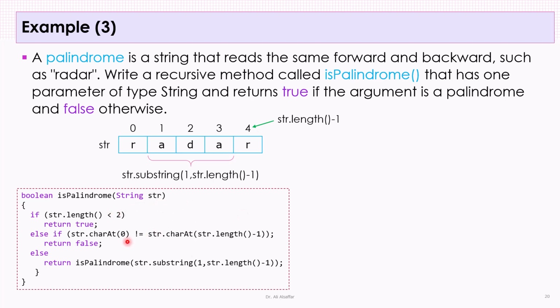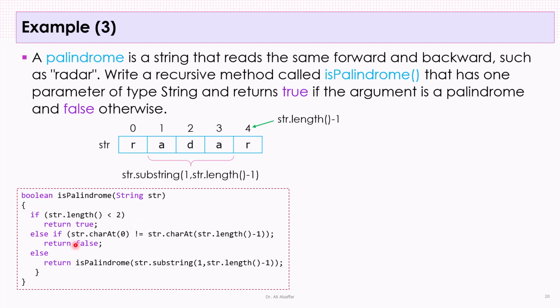The recursive method is implemented by branching using a multi-branch if statement. In the first condition, we test for the stopping condition or the base case. If the input parameter string str has length less than 2, then it has only one character and therefore it is a palindrome, and the method returns true.